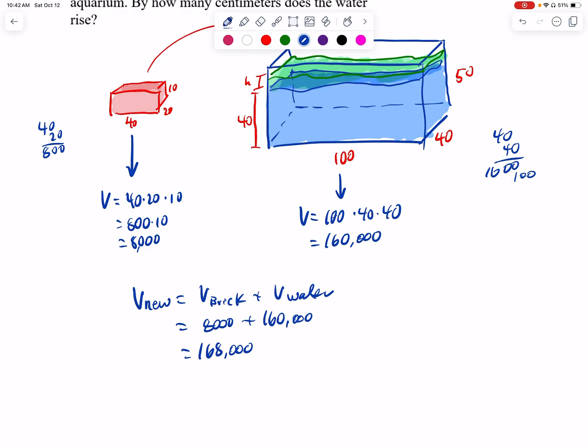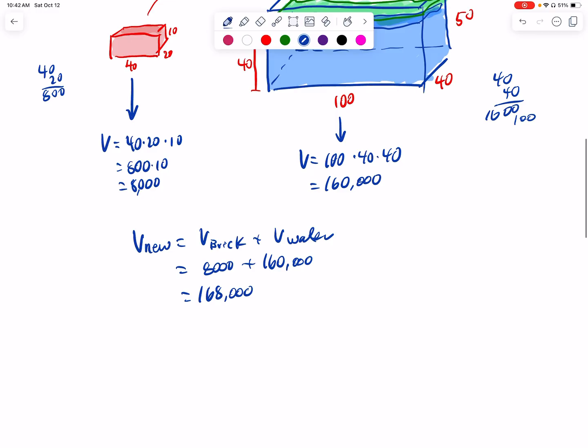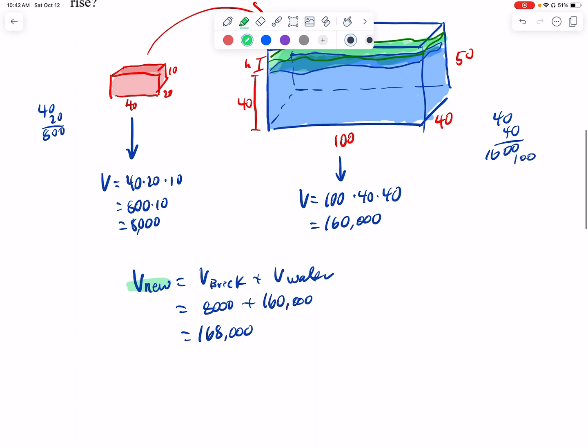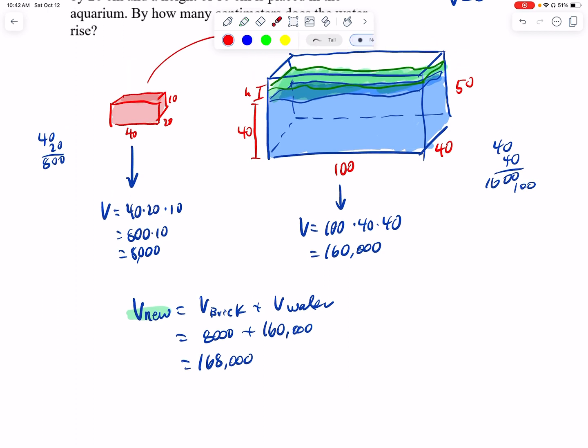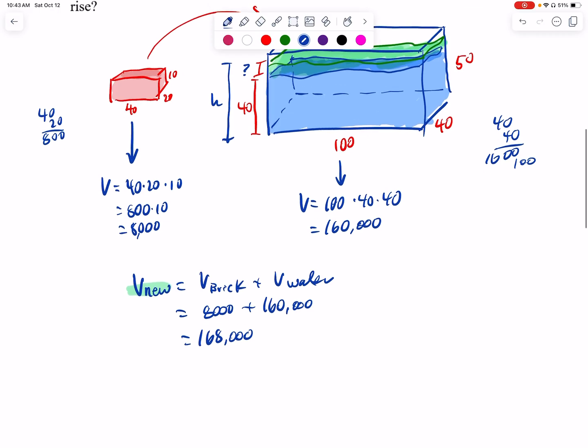Okay, now how do I figure out how high this thing actually rose? Well, let's focus on this volume of the new that's over here on the left-hand side. We're going to use that to write ourselves an equation. So to find the volume of the new, it's still basically a rectangular prism. Its base is going to be 100 times 40, and then its height is going to be, well, I'm not sure. I'll just call it question mark, and then say the whole entire height is just h. That way I won't have to do any kind of complicated distributive property or anything like that.